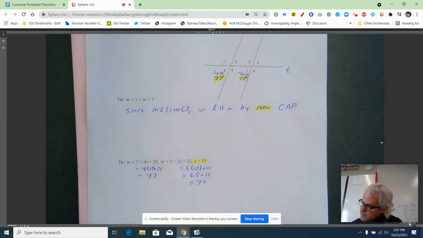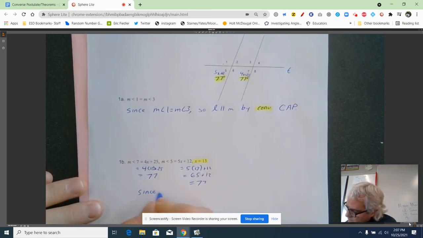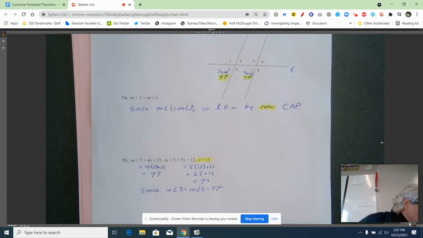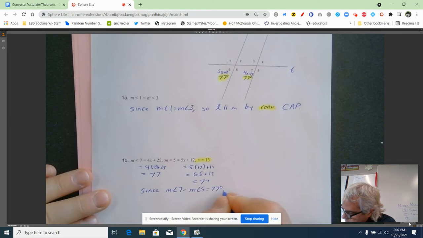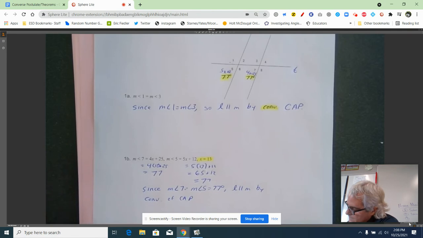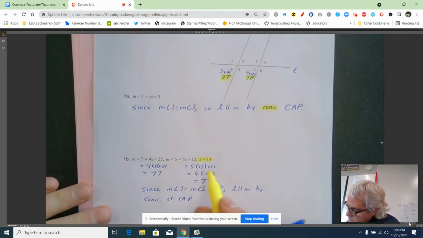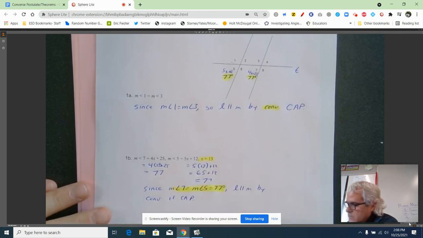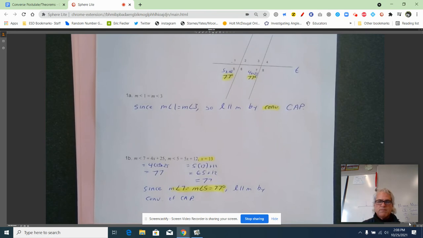So since the measure of angle 7 equals the measure of angle 5, which is equal to 77 degrees, L is parallel to M by converse of CAP. Okay, but you have to show this. You have to show that 7 and 5 are the same values. And we know that those are corresponding angles. Okay, thanks.